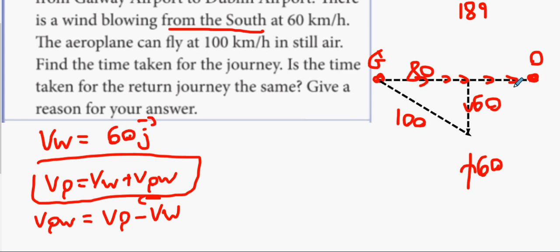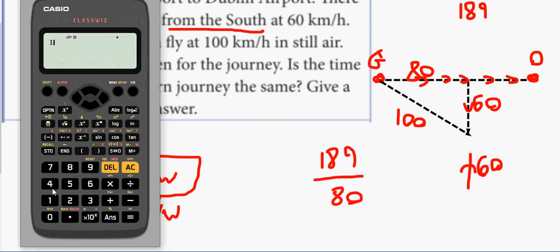So, all we got to do is do, what's it, 189 divided by 80, and we'll do it in hours and minutes. About 2 hours, 22 minutes, because it's 21 minutes and 45 seconds. So 2 hours, 22 minutes.